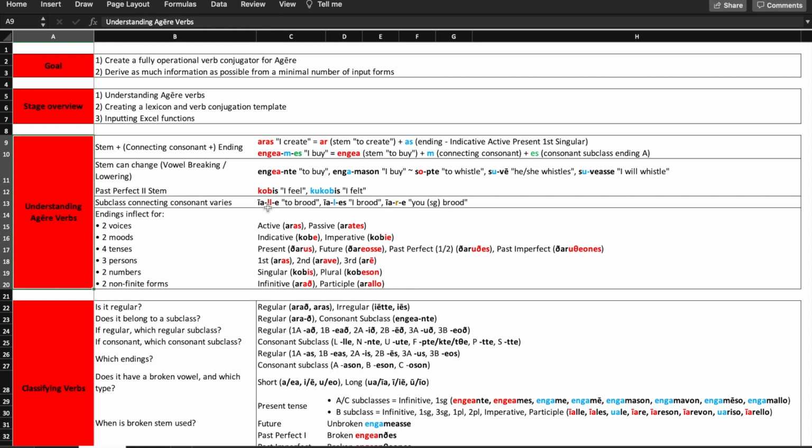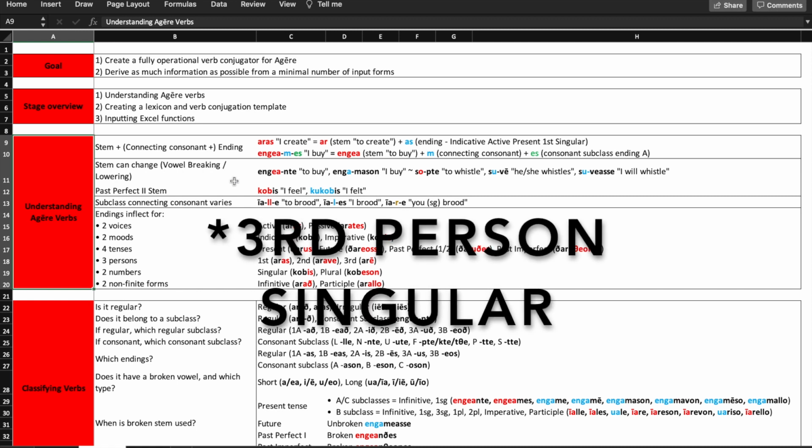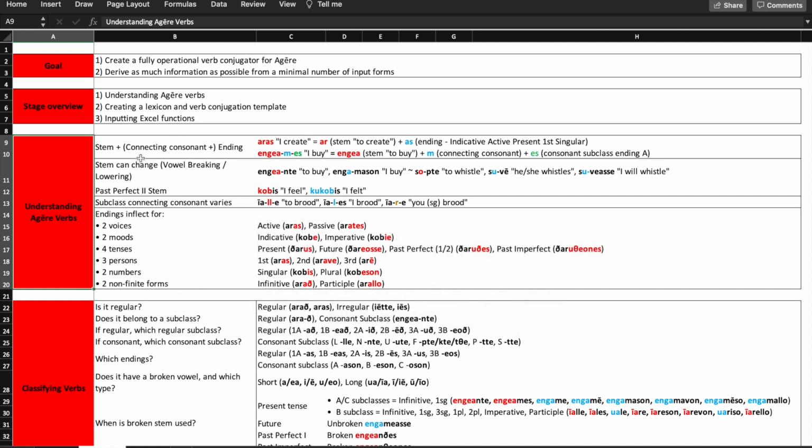So for example, a verb like iale would have a double L in the infinitive, a single L in the first person singular, and an R in the second person singular. It's important to note that while the connecting consonant can change, the stem can also change. Most notably, vowels change in a process called vowel breaking or lowering, which we'll get onto later. You can see the ones in red here for certain verbs in certain inflections are different from the forms in blue. And you can also have a specialized second past perfect stem, which again we'll get onto later.